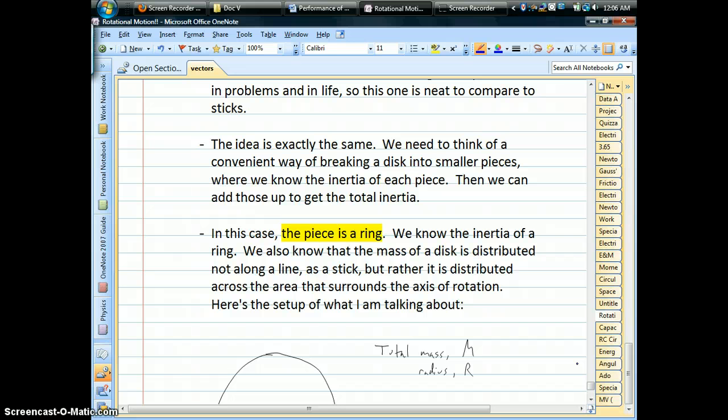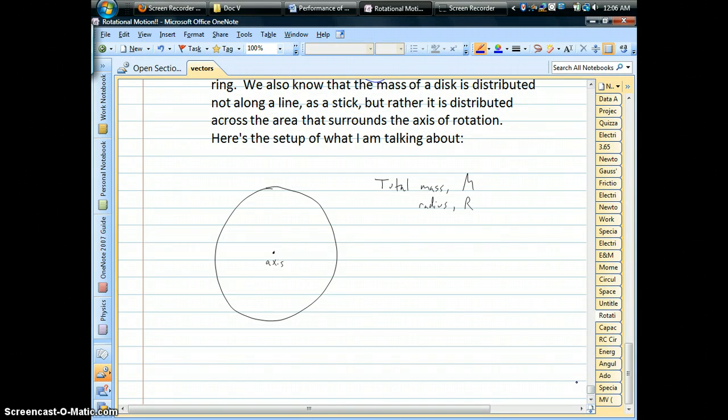Pieces where we know how to find the inertias, and then the integral adds them all up to get the total. In this case, for a disk, the thing that we know how to find an inertia for, that would be a nice symmetric piece to break this into, would be a ring. So in blue, I'm drawing a thin ring around the axis of rotation, which is the center of the disk, and that ring has a certain radius. We'll call it little r, whereas the physical radius of the whole disk is big R.